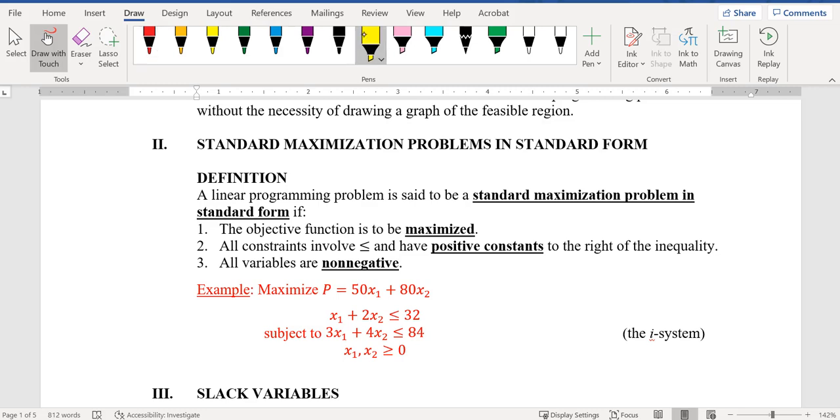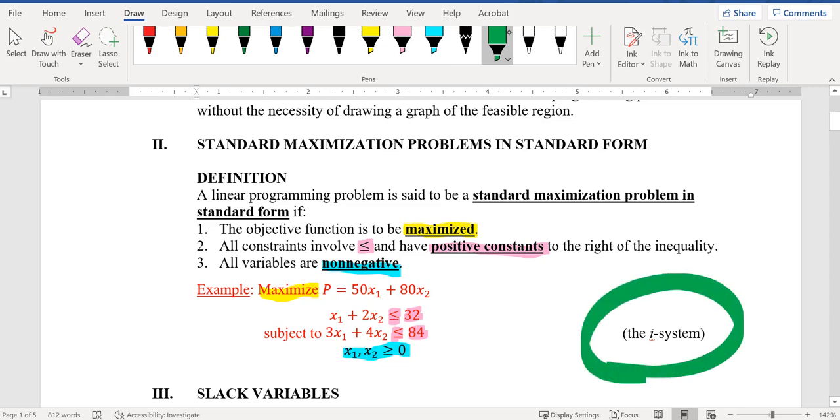Notice that it says maximized. The objective function has to be maximized. The constraints have less than or equal to and positive constants to the right: less than or equal to 32, less than or equal to 84. And last, all the variables are non-negative. x1 and x2 both have to be greater than or equal to 0. Notice here to the right, I call this the I system. The I system stands for inequalities.